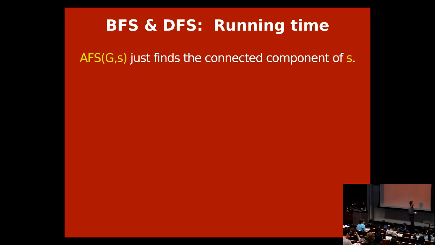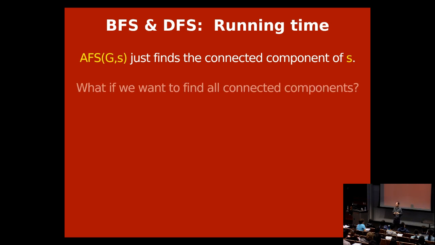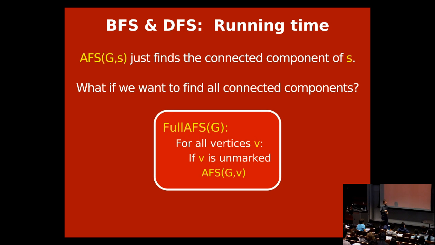Now one small thing: this AFS algorithm on G and S just finds the connected component of S. So maybe you run it and you found the connected component of S, but maybe it's not everything. You probably still want to find all the other connected components. So what should you do? Pick an unmarked vertex and run it again. Repeat this. And it's very short.